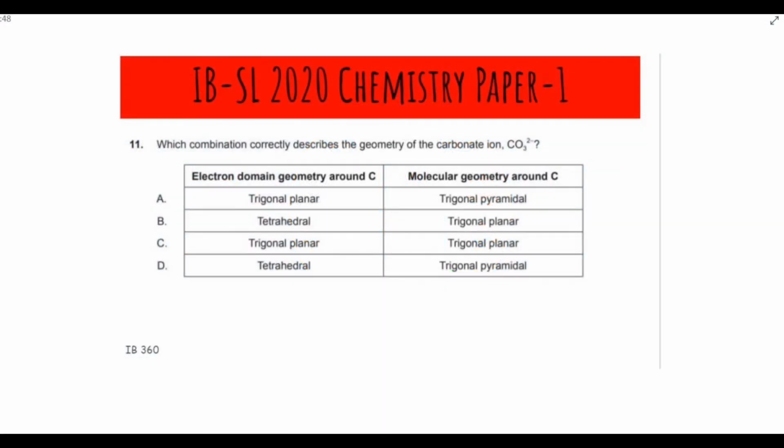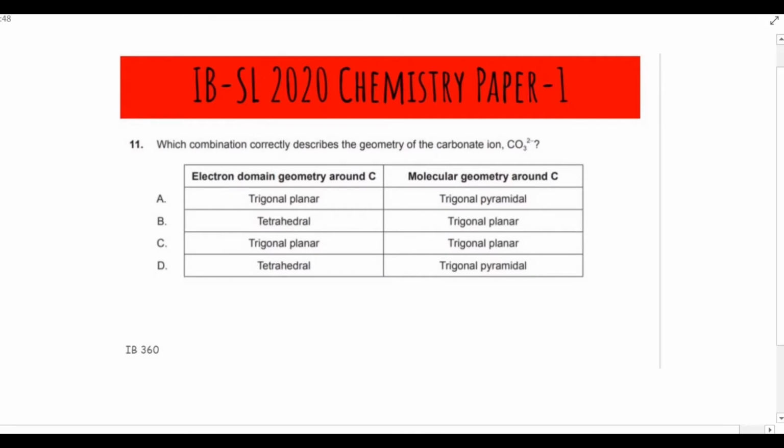Hello everyone. So in this video we will be discussing questions 11 to 20 of IB SL Chemistry Paper 1 of year 2020. We have already released the first video which contains the solutions of questions 1 to 10, and I will be attaching the link of that video in this description. So let's start with the first question.